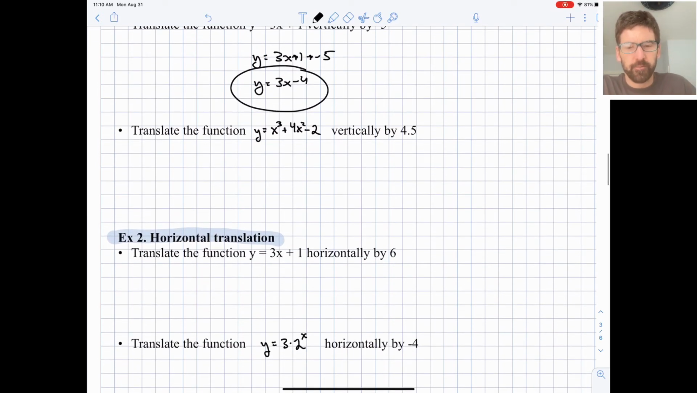Translate the function vertically by 4.5, same deal. We're just going to add a 4.5 on.